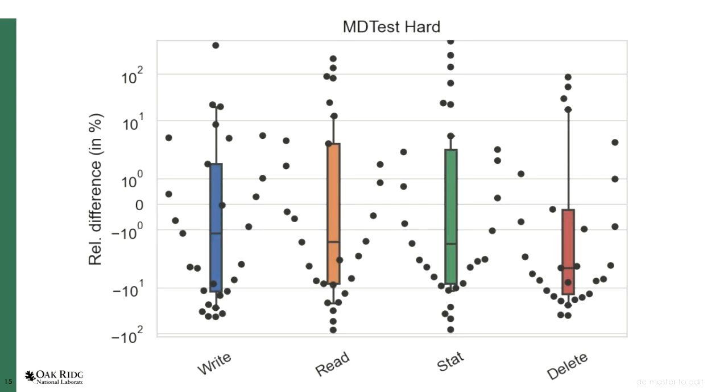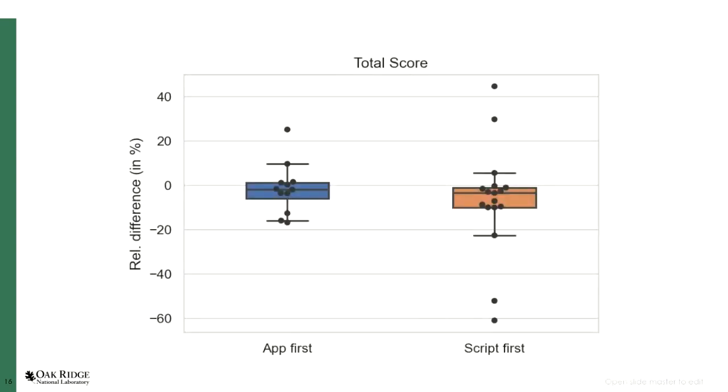And when we go to the total score, application first and script first, you see that for application first, the main results are close to minus 20 up to 10% with an outlier over 20. And for scripts, there are some outliers above 20%, above 40, or below minus 60. But the main ones are close to zero. And I will explain something about a few outliers.